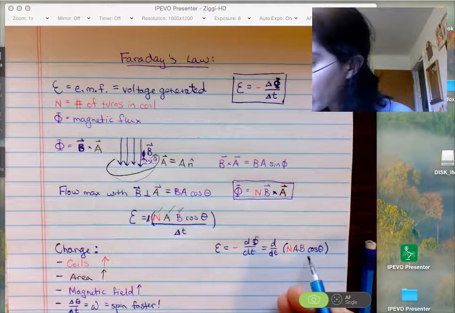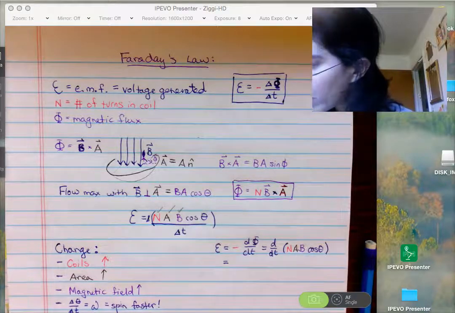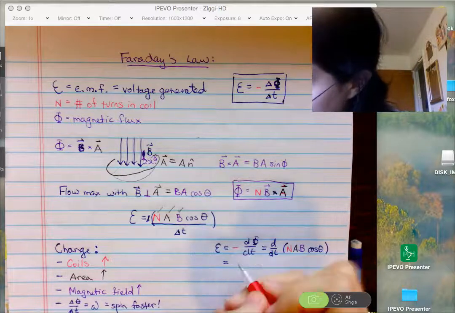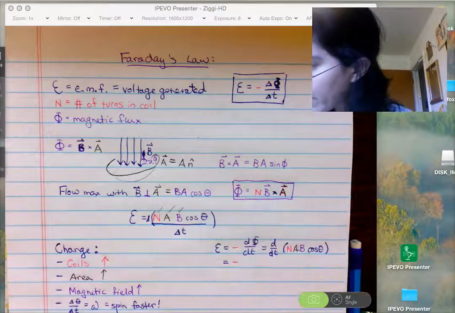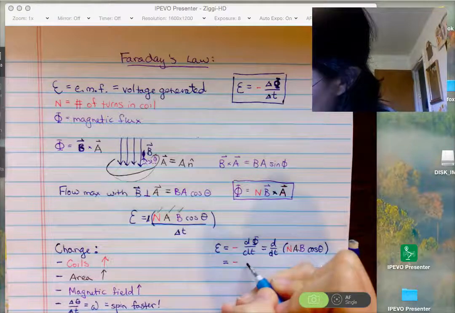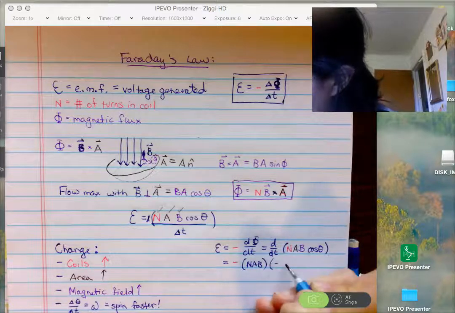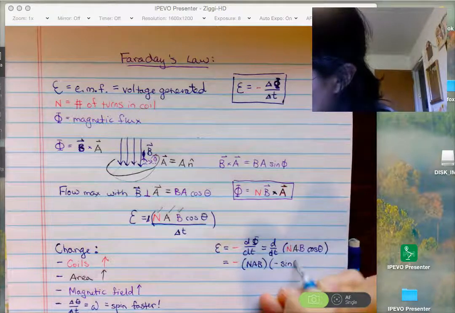Hey, what's the first derivative of cosine? Bless my soul, it's negative sine. Aren't you glad you kept schlepping that negative around here? So here is our set of constants and our lovely little negative sine theta.